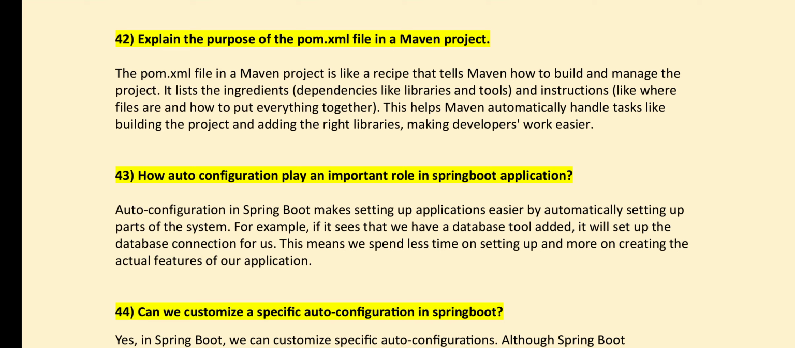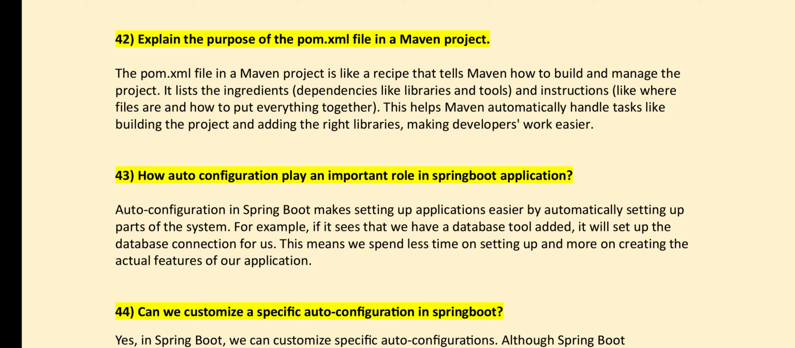Explain the purpose of pom.xml in a Maven project. The pom.xml file in a Maven project is like a recipe that tells Maven how to build and manage the project. It lists the dependencies, like libraries and tools, and instructions like where files are and how to put everything together. This helps Maven automatically handle tasks like building the project and adding the right libraries, making the developers' work easier.